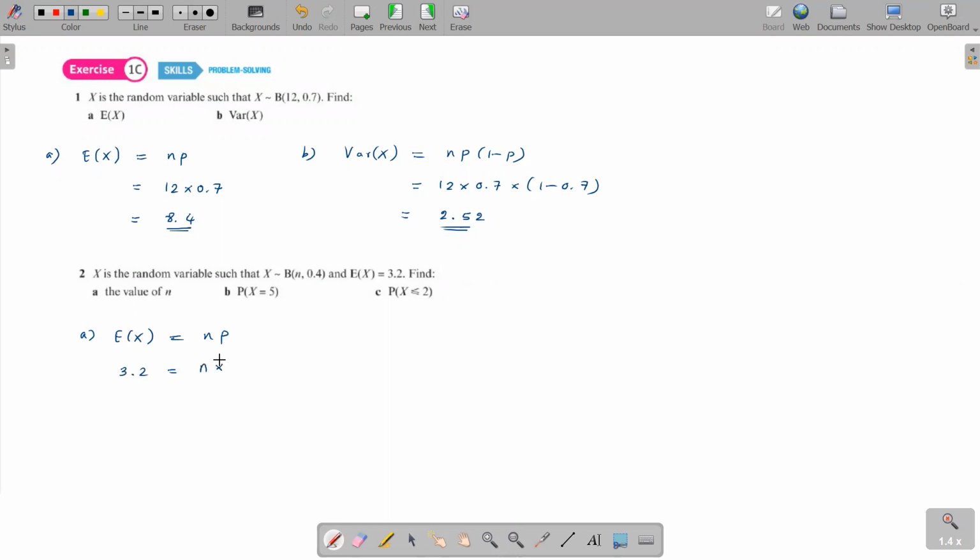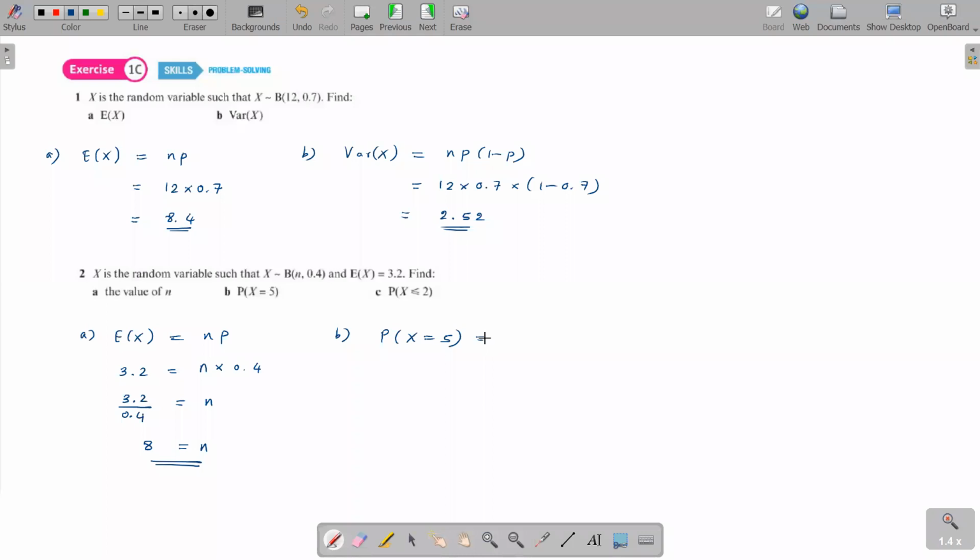Expected value is 3.2. n is unknown, because n is not given here. p, the probability of success, is 0.4. So n equals 3.2 divided by 0.4. How much is n? n is 8. Part B, they are asking you to find the probability X is equal to 5.